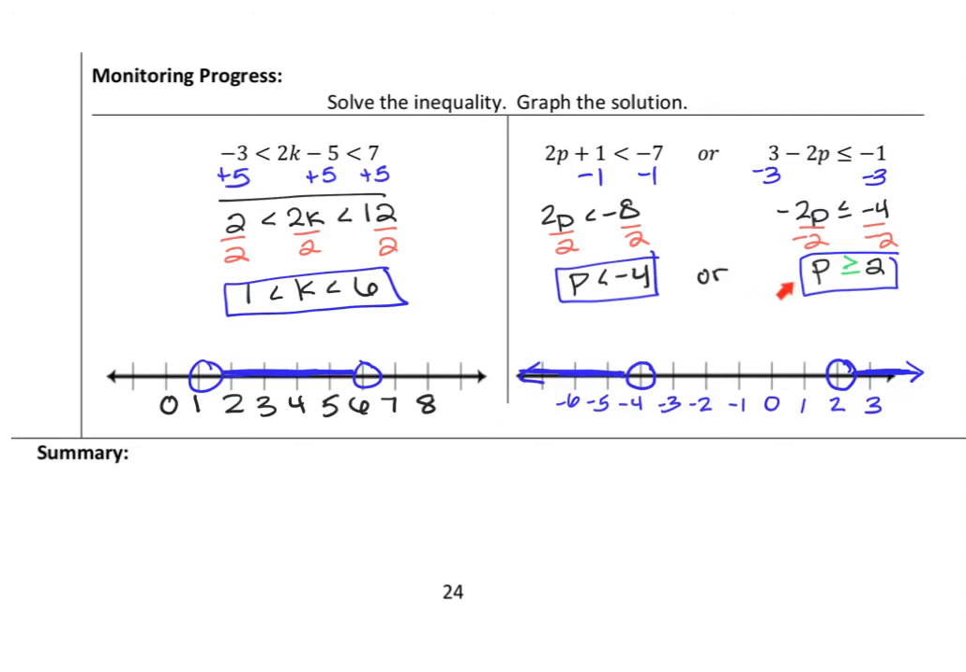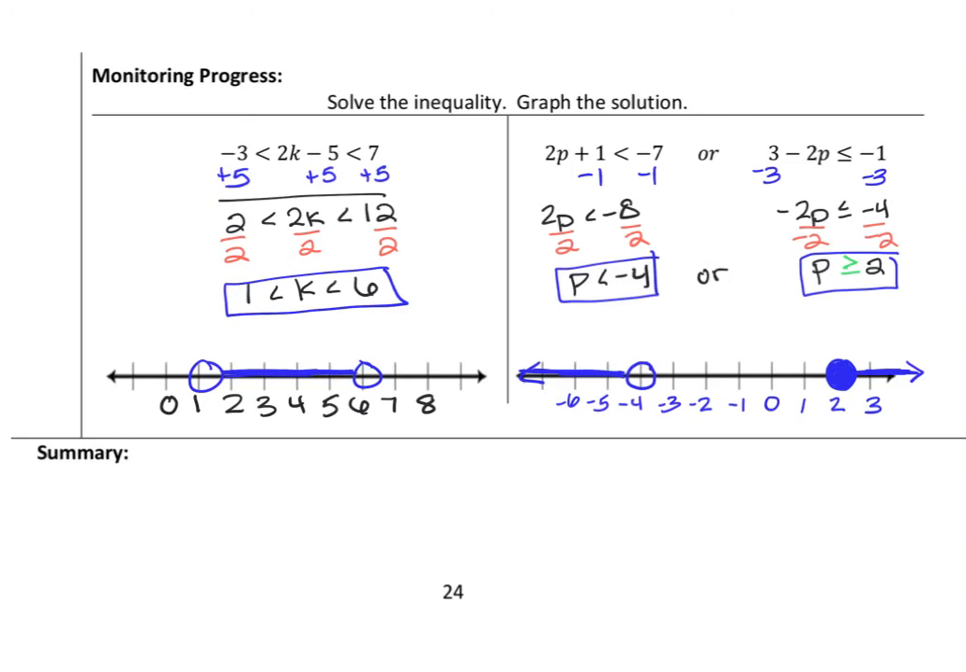This one was a little bit tricky. After you subtracted 3 from each side, there was a negative sign in front of the 2p. So when you divided, you had to divide by a negative number. So when you divide by a negative number, you have to flip the sign. So this one should have been p is greater than or equal to 2. So just caught one of my mistakes. That means that 2 would have a closed circle shaded to the right.